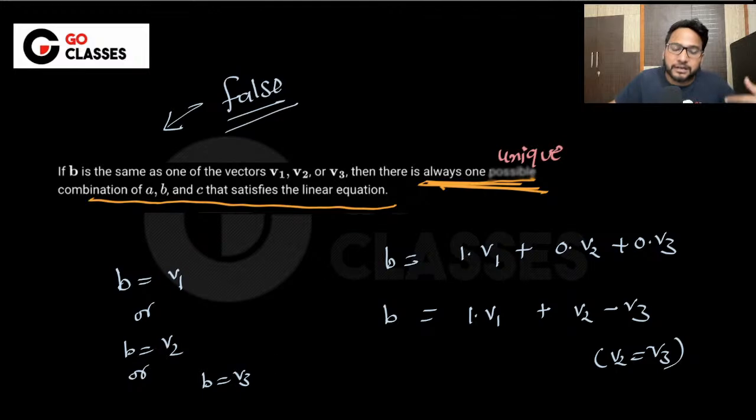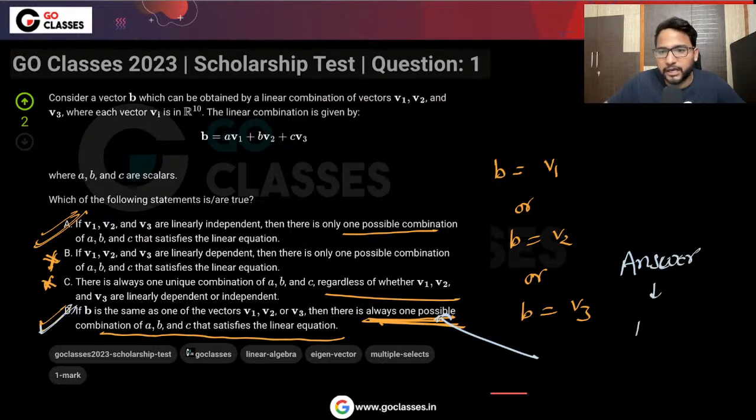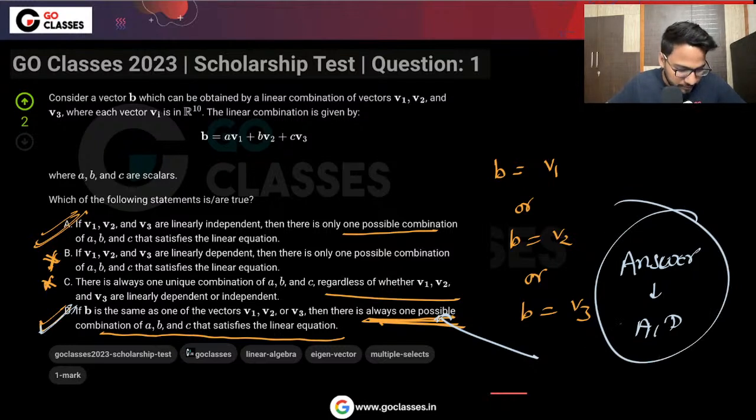But coming to the question, because of this word possible, the current statement is true. So that's why I have updated the answer key. I think the answers are A, D. Is this okay to everyone? Okay.